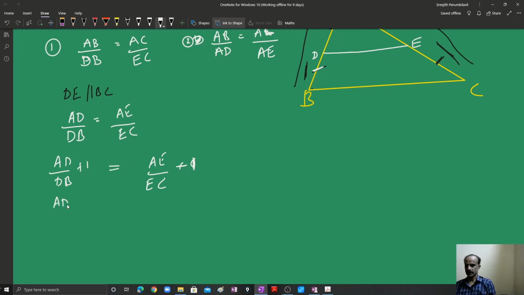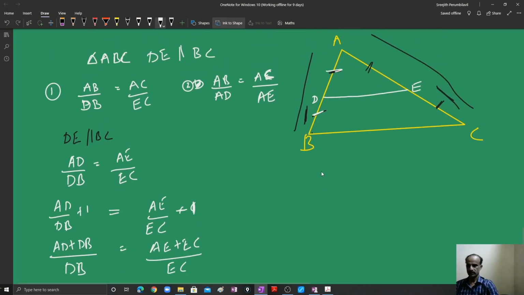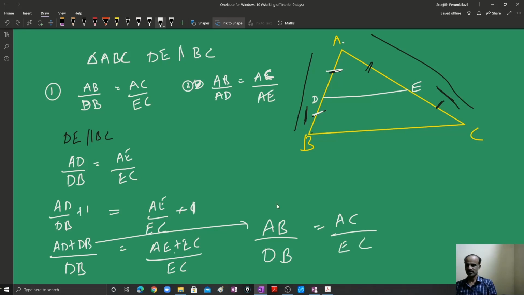I will take LCM. AD plus DB divided by DB is equal to AE plus EC divided by EC. So what happened? What is AD plus DB? Come back to the figure. AD plus DB is nothing but AB, so we get AB divided by DB. It sounds a little strange because AB, DB, all the alphabets are coming one after the other, so listen carefully and you'll see it. AE plus EC, what is that? AC divided by EC. So we get this.